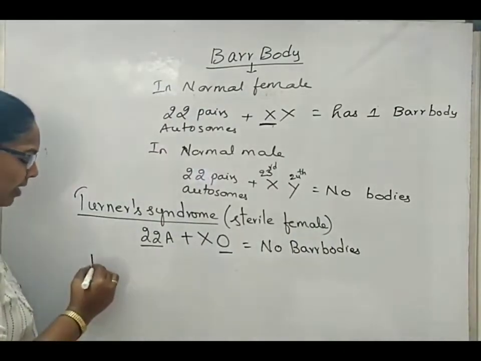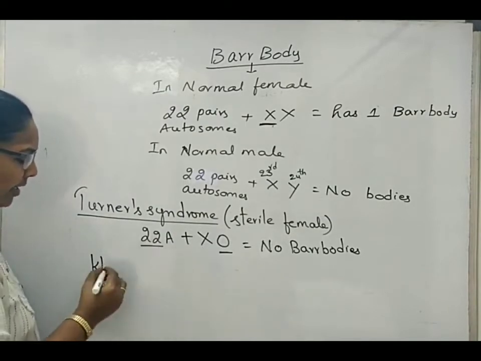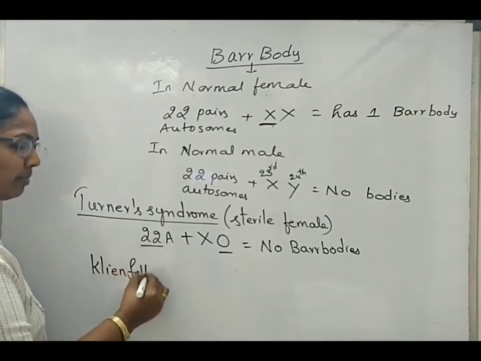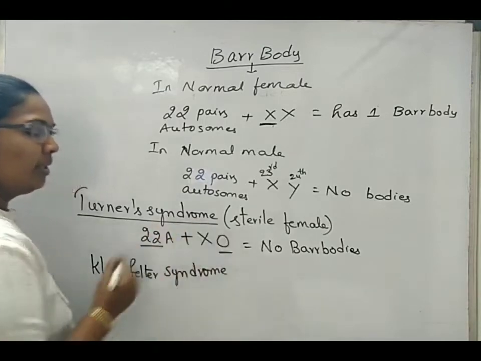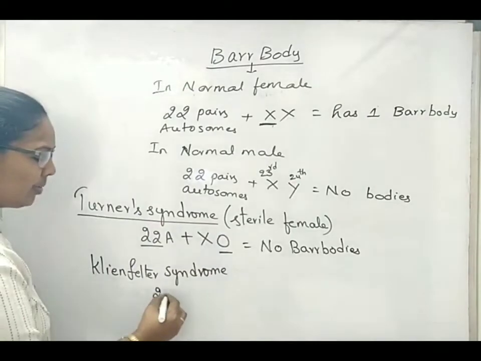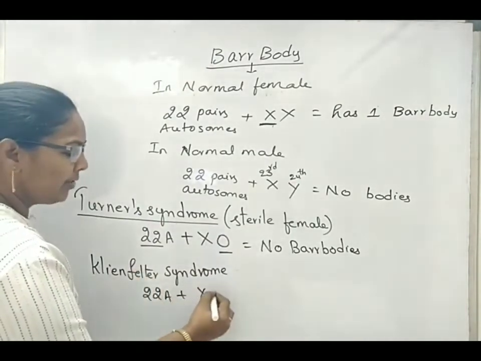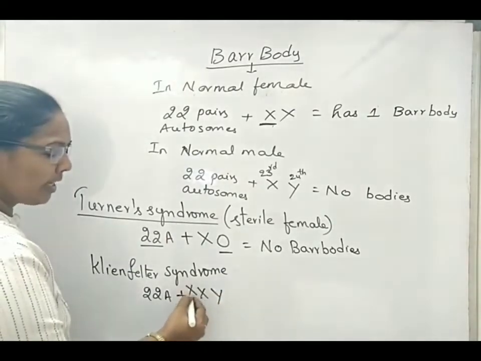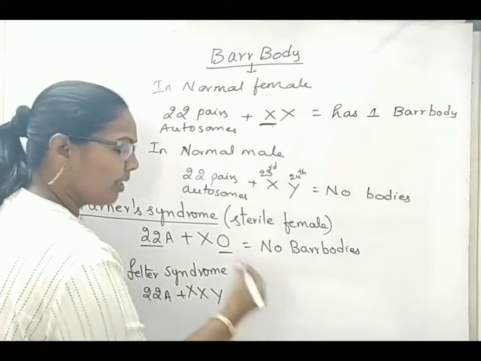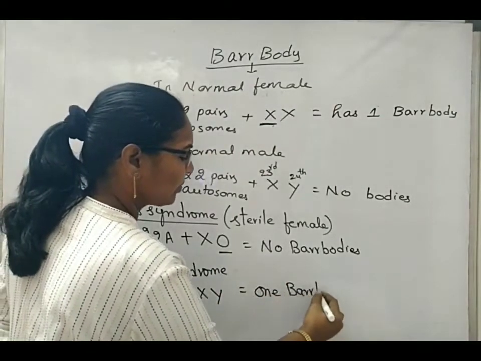We will take another syndrome, that is Klinefelter's syndrome. Here, the arrangement of chromosomes is 22 pairs of autosomes plus the 23rd X chromosome and 24th Y chromosome, along with one extra X chromosome. So here we can say there is one Barr body.